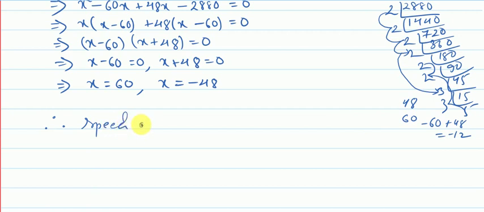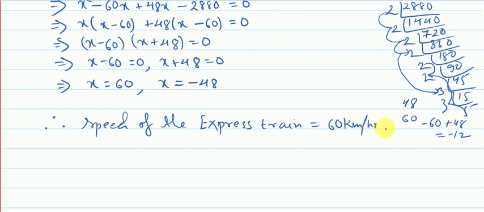Therefore, the speed of the express train is equal to 60 kilometer per hour. So you got your answer.